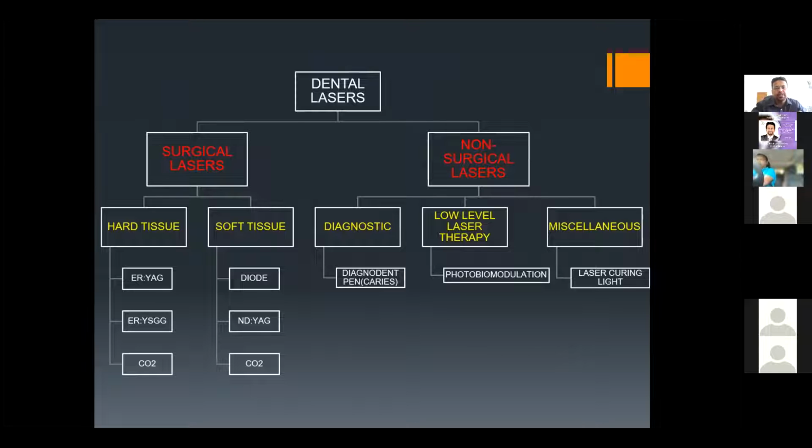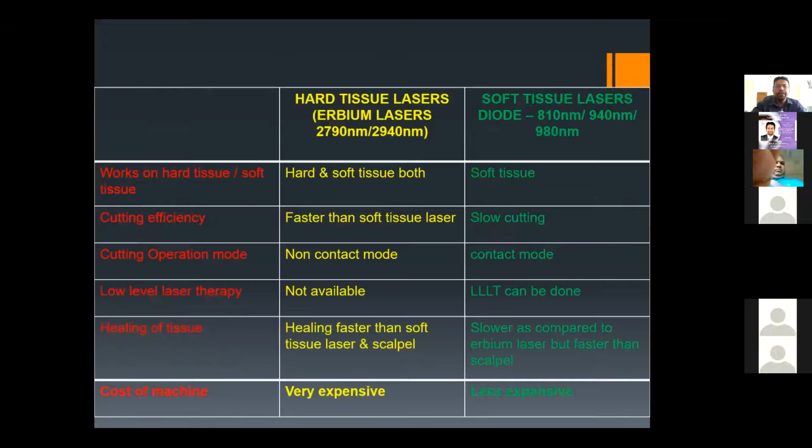Now, hard tissue lasers have ER laser, ER-YSGG lasers, and CO2 lasers. Soft tissue lasers are diode lasers, NdR lasers, and CO2 lasers. Non-surgical lasers, we have diagnostic lasers, low-level laser therapy, and miscellaneous. So now let's see the difference between hard tissue lasers and soft tissue lasers.